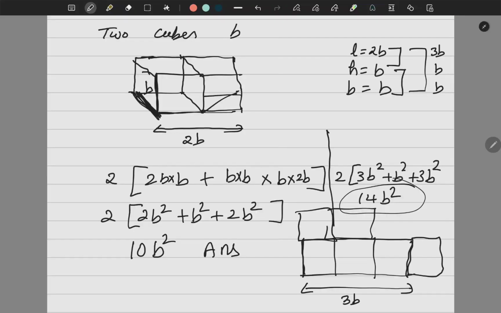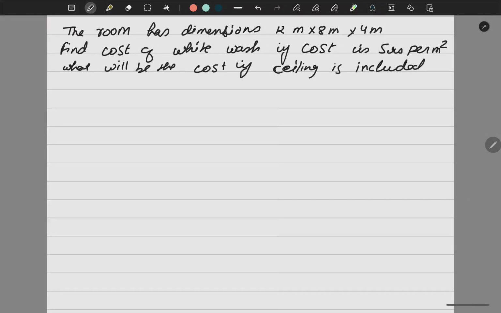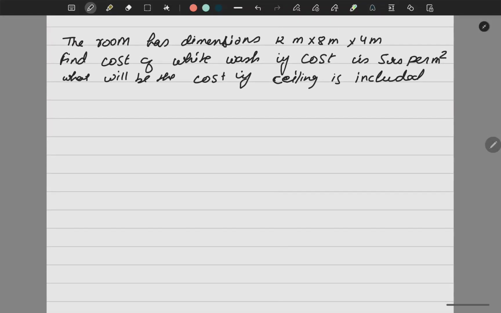Okay. So these were the few basic questions. Now let us do a few more questions. Now look at this question. A room has dimension 12 into 8 into 4. Find the cost of whitewash if the cost is 5 rupees per meter square. Okay, fine. So I'll have A is equal to 12, B is equal to 8 and C is equal to 4. So what is my formula?